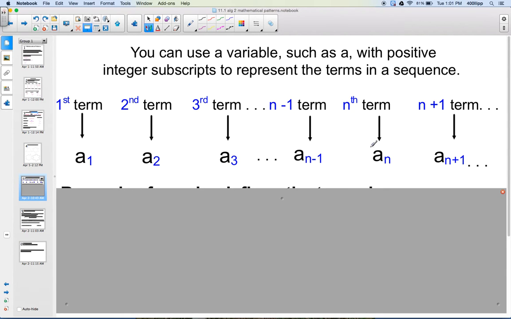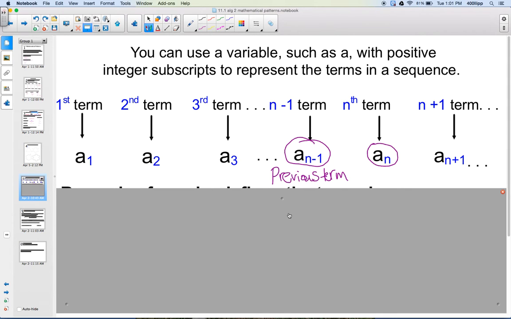Okay, so this is going to be the main one that we're finding. A sub n minus 1 is going to be talking about the previous term. We're going to be using this one a lot as well. So if we have a sub n, the previous term from a sub n is a sub n minus 1.